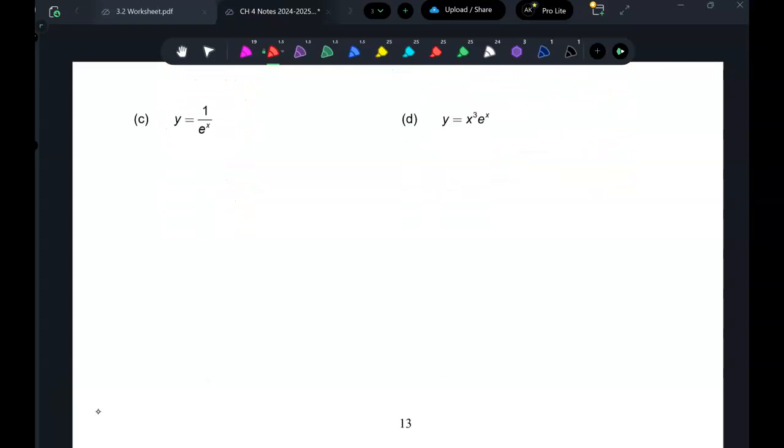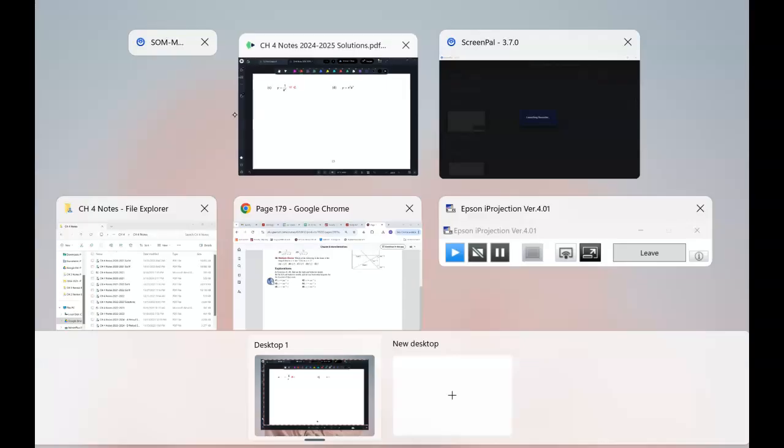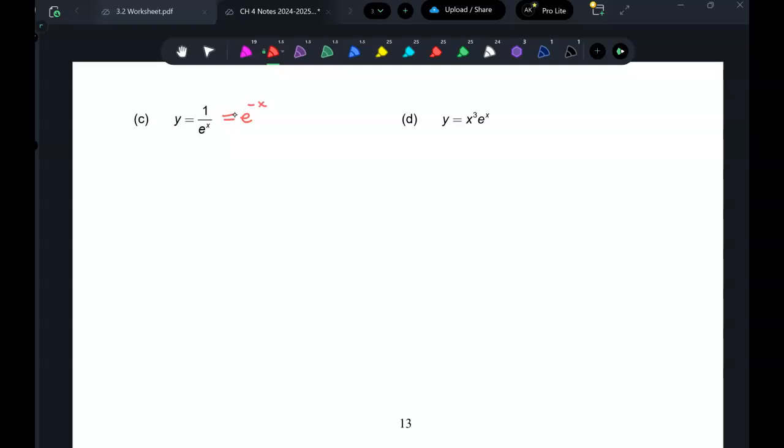Okay. How about this? I'm going to rewrite this as e to the negative x. So y prime is going to be e to the negative x times negative 1. So negative 1 over e to the x.